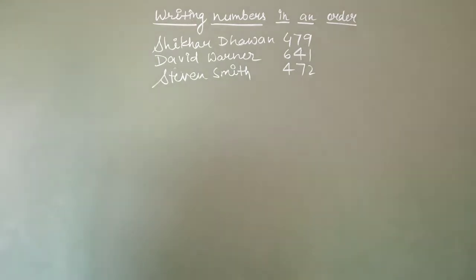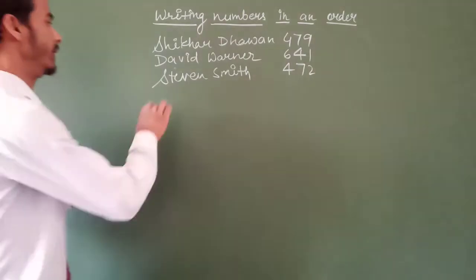Okay? When numbers are written from the smallest to the greatest, they are in ascending order or increasing order. And when numbers are written from the greatest to the smallest, they are called descending order or decreasing order. Okay, so we have to arrange this in ascending order and descending order.